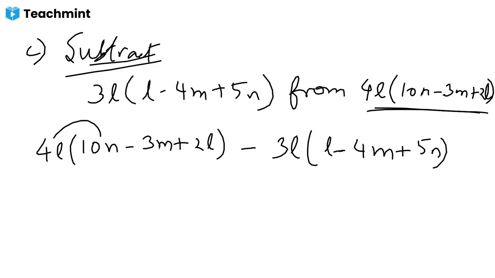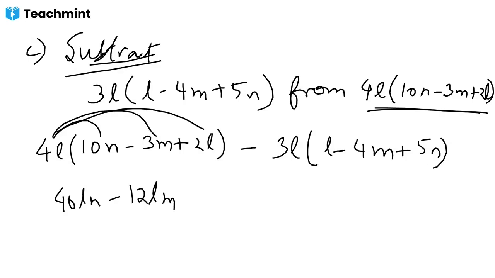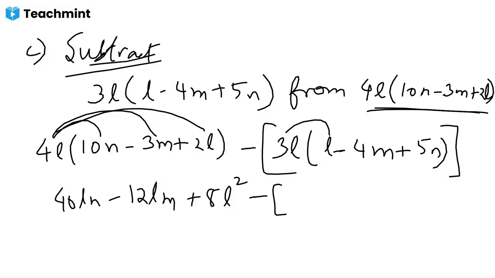Okay, now just do it. 4 into 10, 40 ln. This will be minus 12 lm. This will be 4 into 2, 8 l square. Okay, now just put in bracket because बाहर minus sign है तो पहले हम लोग bracket अंदर ही remove कर देते हैं. Then sign will see. So 3l into l, 3l square minus 12 lm plus 5 3 is 15 ln, lmn.